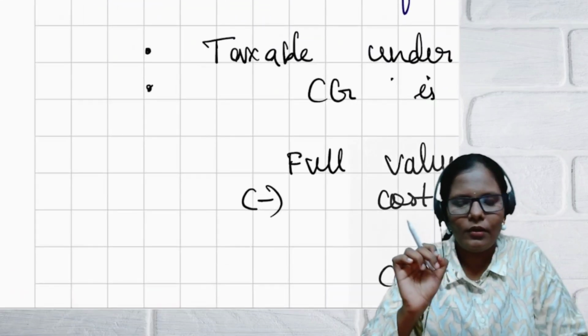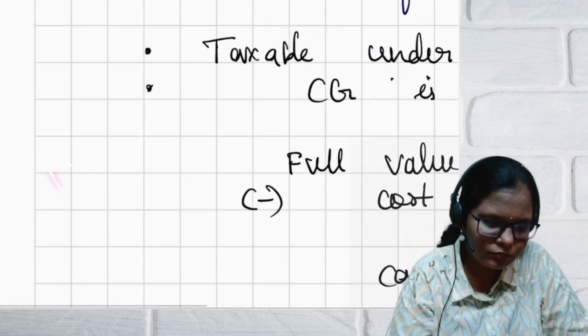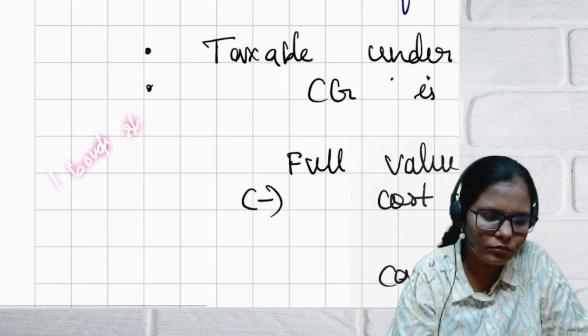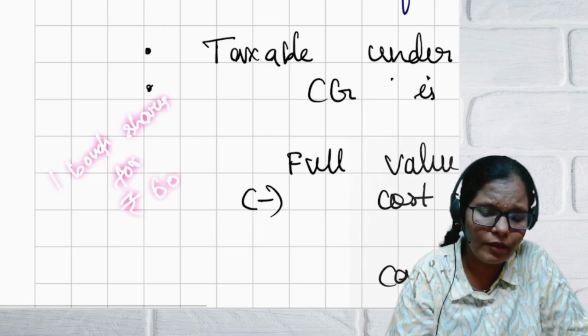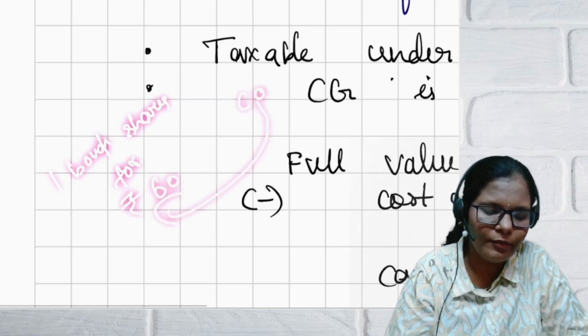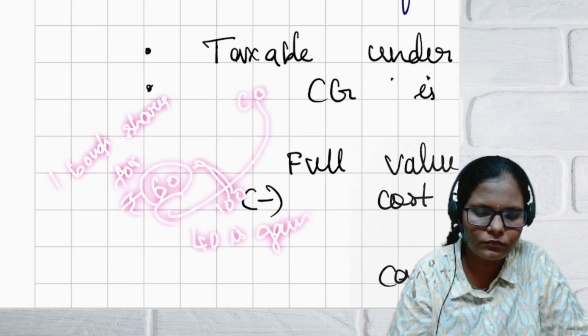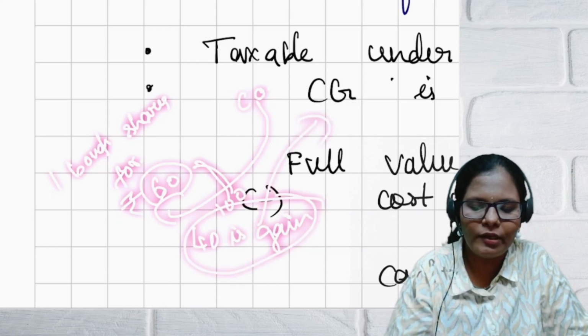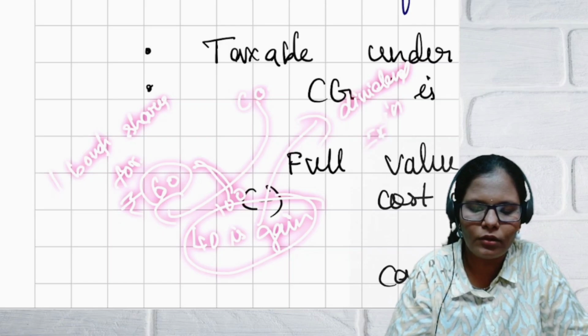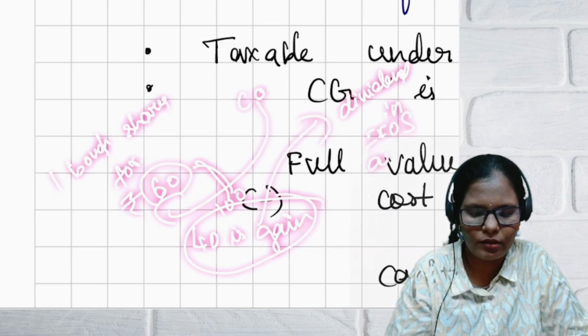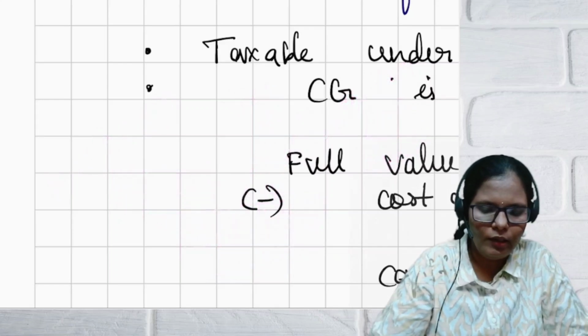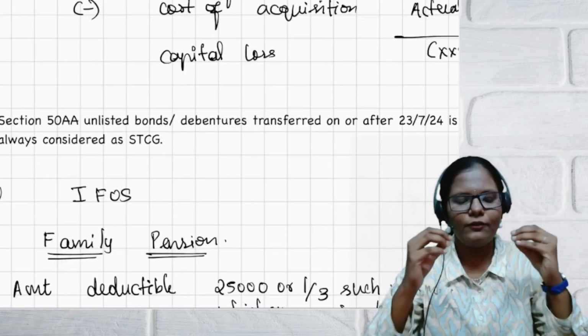For example, I bought shares for 60 rupees from the company. The company buys back this share for 100 rupees. So this difference of 40 rupees is gain for me. So this will be treated as dividend in income from other sources, and tax will be levied in IFOS. Then one important amendment, section 50A.